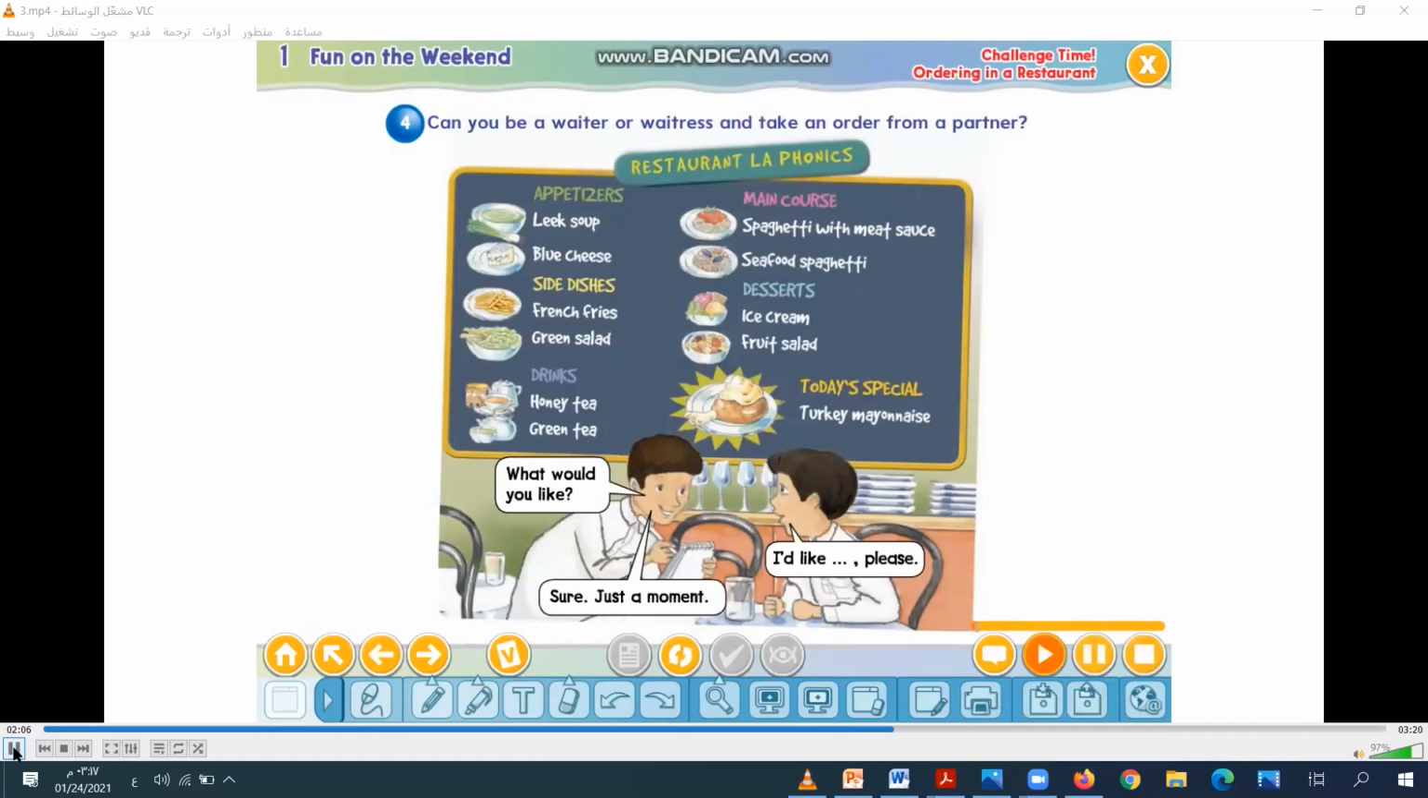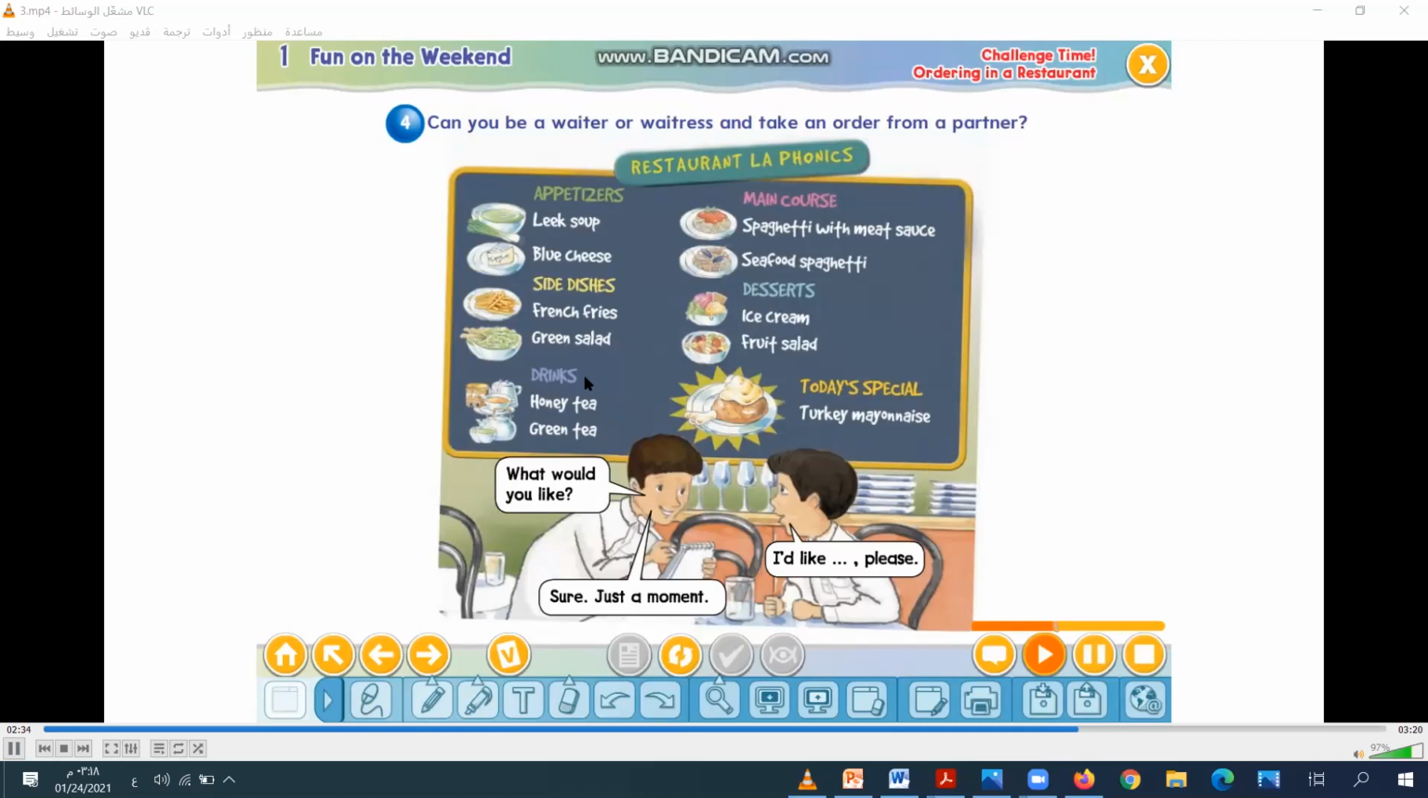First, let's practice the food names. Appetizers: leek soup, blue cheese. Main course: spaghetti with meat sauce, seafood spaghetti. Side dishes: French fries, green salad. Desserts: ice cream, fruit salad.